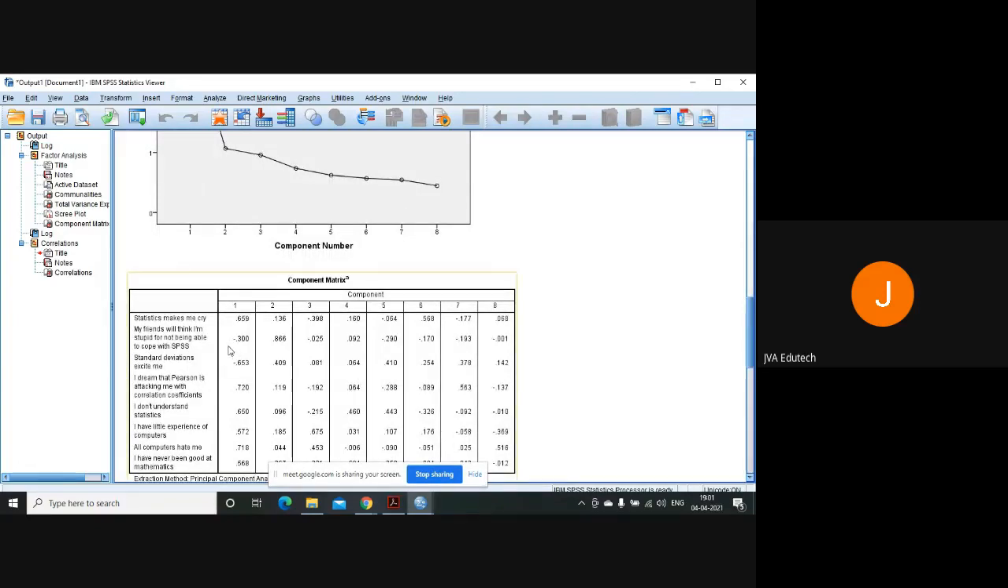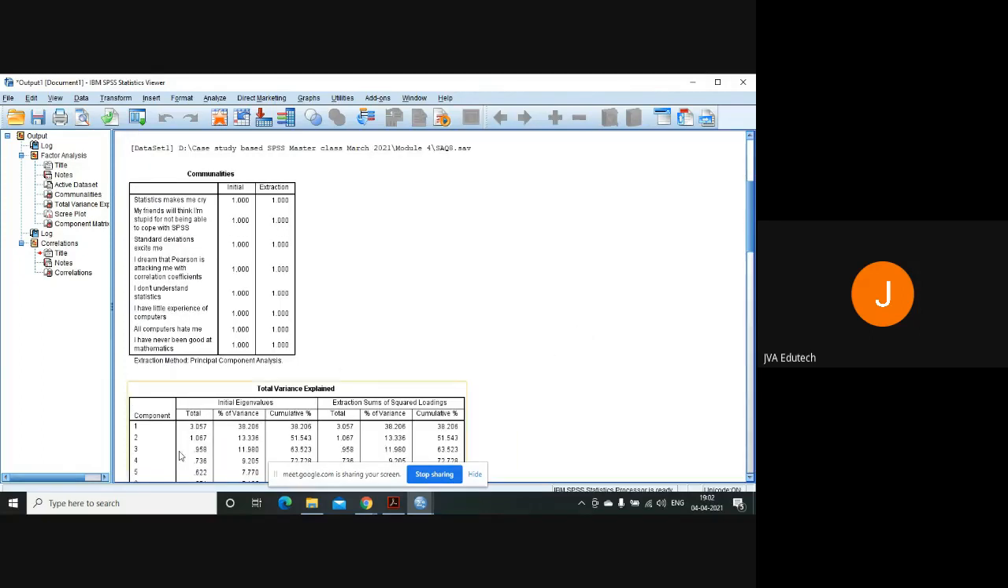Now, here you have got the component matrix also. Though as of now we need not look into this, let me tell you, if you add the squares of all these values, you can do it after this session, you can try it. If you add the squares of all these values, finally you will get the same thing, that is the eigenvalue. You will get this value 3.057.